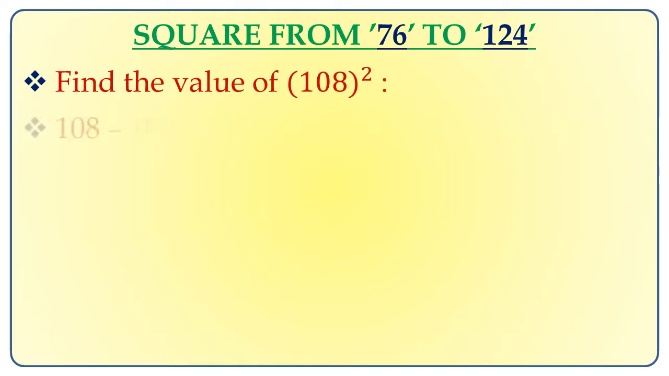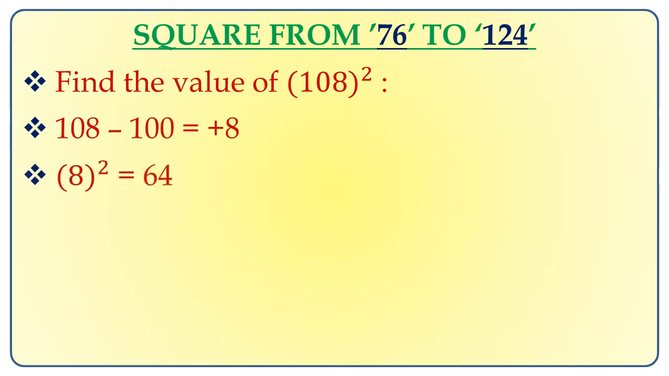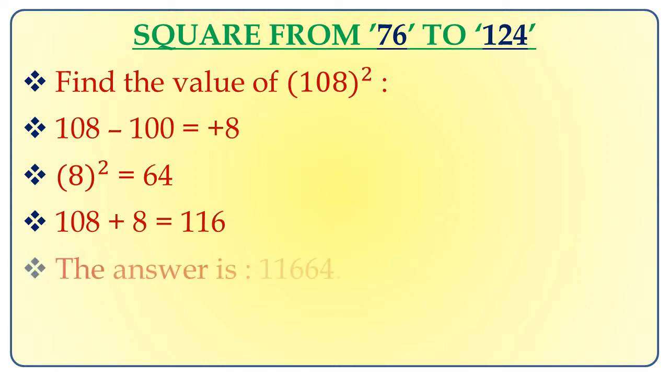Now we take a few examples. Find the value of 108 square. So we have to find the difference between 108 and 100. The difference is plus 8. Plus 8 square is 64. Now we take the original number 108 and we add the difference plus 8. 108 plus 8 is 116. What is the answer? 116, 64.